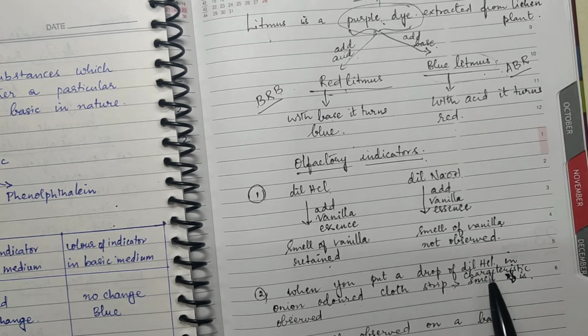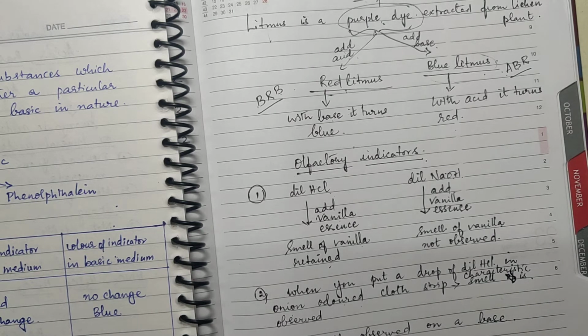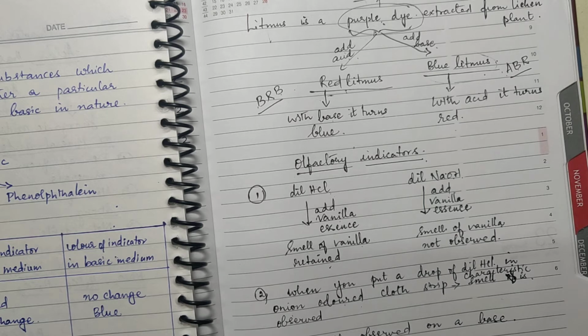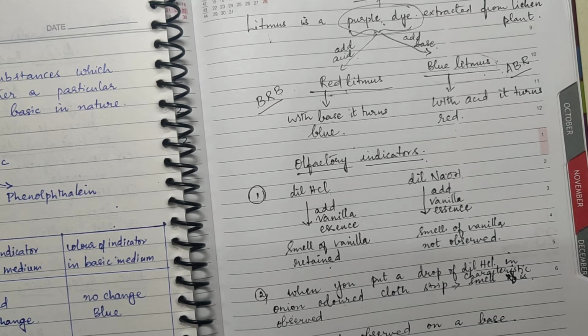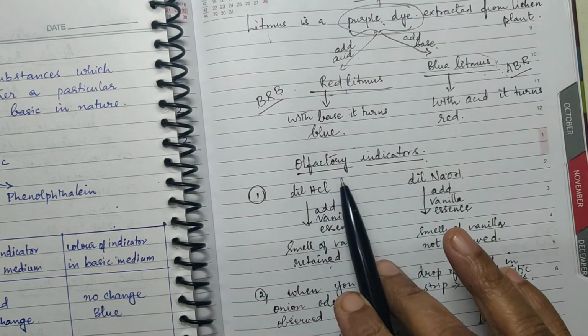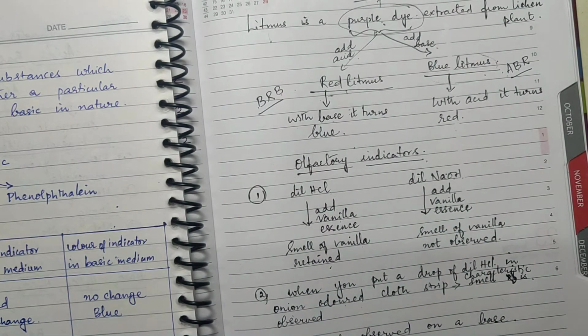उसमें dilute HCl डालोगे, a characteristic smell is observed, and if you drop a base on the cloth, then the smell is not observed. So this can also tell you what is your sample. These are also natural indicators, but they depend on smell, so you call them olfactory indicators.